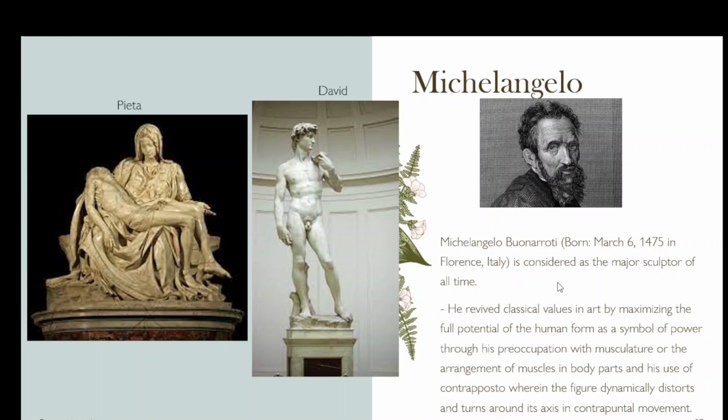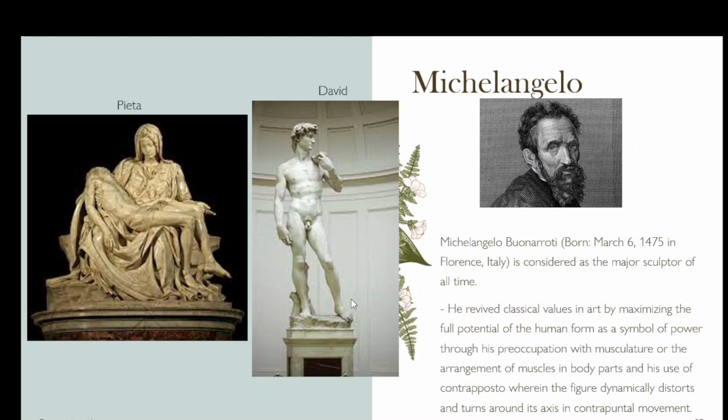Michelangelo Buonarroti, born March 6, 1475 in Florence, Italy, is considered as the major sculptor of all time. He revived classical values in art by maximizing the full potential of the human form as a symbol of power through his preoccupation with musculature or the arrangement of muscles in body parts, and his use of contrapposto, wherein the figure dynamically distorts and turns around its axis in contrapuntal movement.